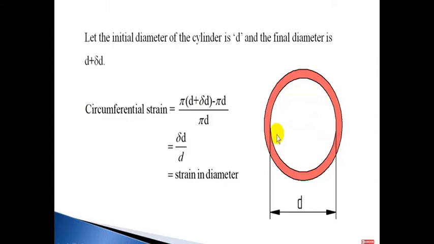Let the diameter of the cylinder be d and the final diameter be d plus del d. So del d is the change in diameter. You can see the 2D diagram of the cylinder. So d is the original diameter, del d is the change in diameter. So the circumferential strain is equal to pi into (d plus del d) minus pi d, divided by pi d. So this is equal to del d divided by d, that means change in diameter divided by original diameter, that is called circumferential strain.